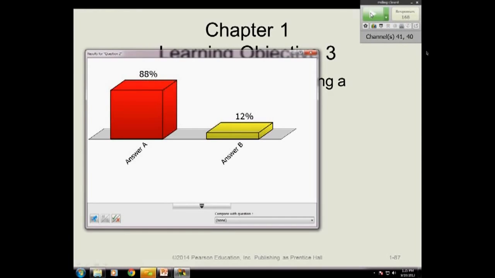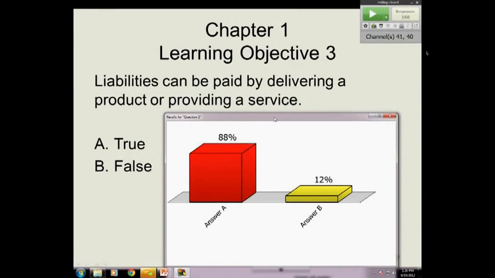All right, so 88% of you believe that liabilities can be paid by delivering a product or service. You had A. Okay, so how does that work? I'll repeat it if we can't get the mic. Okay, there you go. I wanted to know if you could pay off a liability by delivering a product or service. So how does that happen?